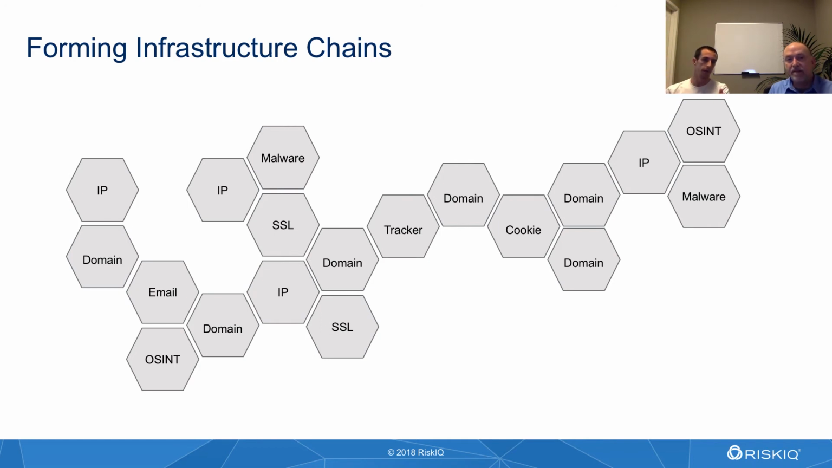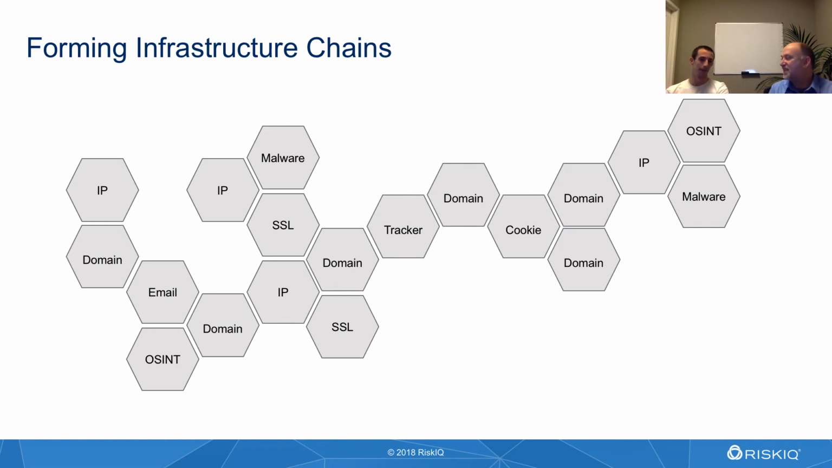Okay. So if we start in the top left here and we have that IP address, that's connected through a domain because the domain itself is resolving to the IP. Now maybe that domain was registered with a particular email. And that email was then connected to another domain. It was also registered with the same email. And maybe that domain's inside of an open source intelligence report. What we're trying to do here is essentially the Kevin Bacon effect for the internet.